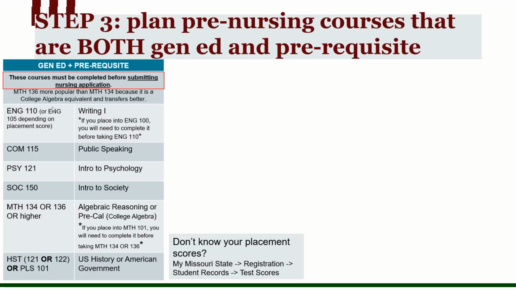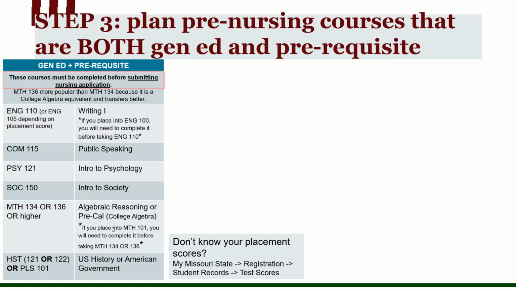Placement scores are really important for English and for math. So if you do not know your placement scores and you do not have credit for English or math already, you need to look those up, and there are instructions for how to do that right here. English, you have to have 110 or 105. If you test into English 100, your placement score puts you there, you have to complete English 100 first.